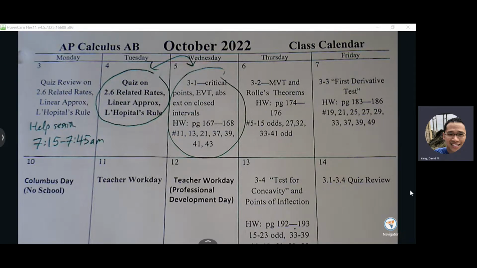So Wednesday, we're going to start notes for 3.1. Obviously, it's not going to be on the quiz, but it buys you an extra day to review for your quiz. If there's time at the end of class on Tuesday, I'll try to bring in some more related rates review. Help session Monday morning and help session Wednesday morning. I'll send out a reminder this weekend. All right, come get your phones.